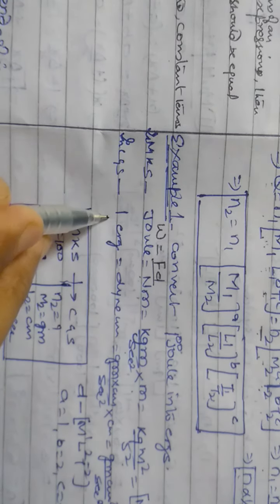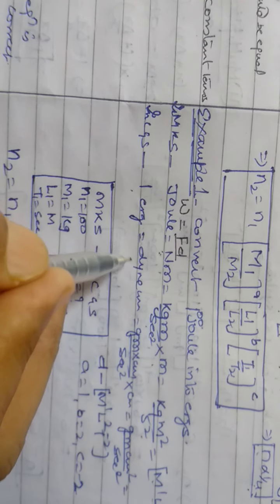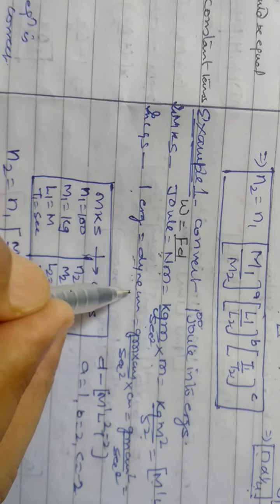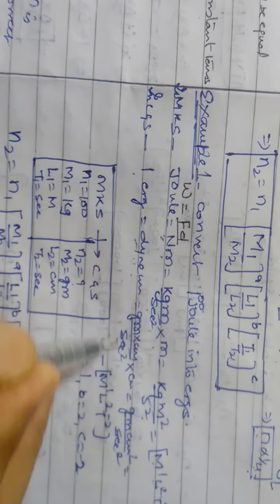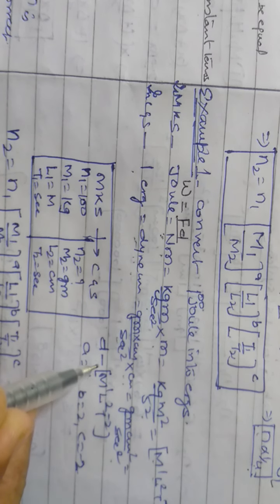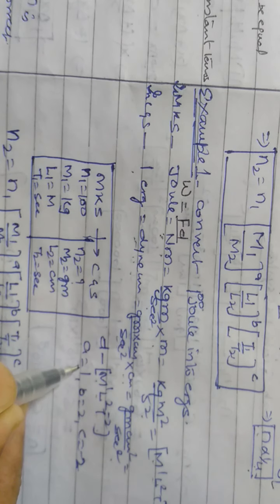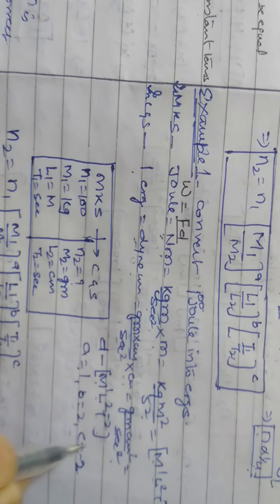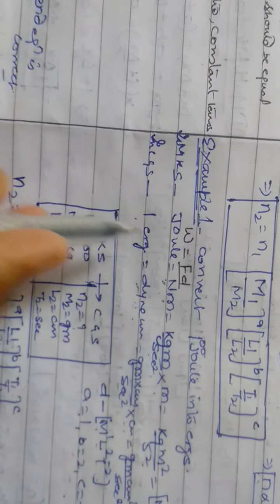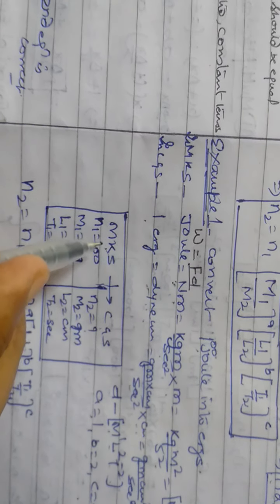Similarly, for erg, Newton is in the MKS system, and dyne is in the CGS system. So in place of Newton it becomes dyne, and in place of meter it becomes centimeter. So we can say gram centimeter upon second square into centimeter, and it becomes gram centimeter square upon second square. Again, the dimension remains the same: M1 L2 T minus 2. The value of a is 1, the value of b is 2, and the value of c is minus 2. Is there any problem in it? Now, joule is in the MKS system and erg is in the CGS system, so we have to convert MKS into CGS.